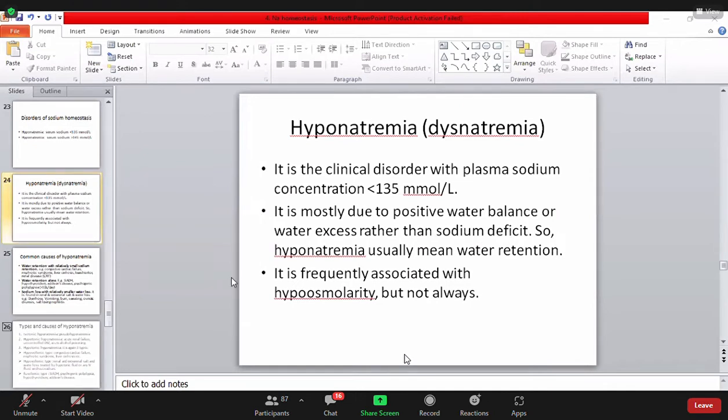So hyponatremia usually means water retention. When water retention occurs in our body, hyponatremia develops. And it is frequently associated with hypoosmolarity, as sodium is an osmotically active substance. So when sodium is low in our blood, then hypoosmolarity develops. So it is frequently associated with hypoosmolarity, but not always.